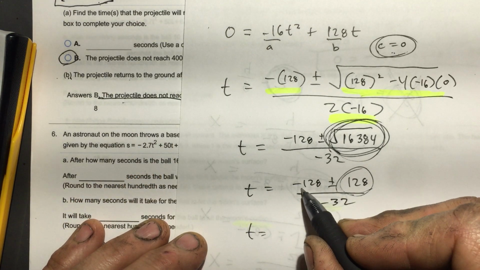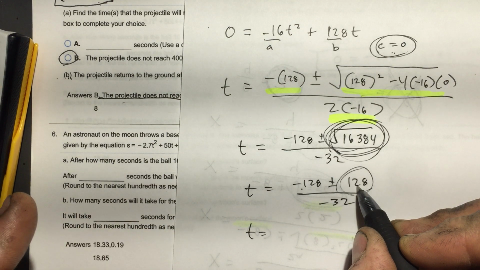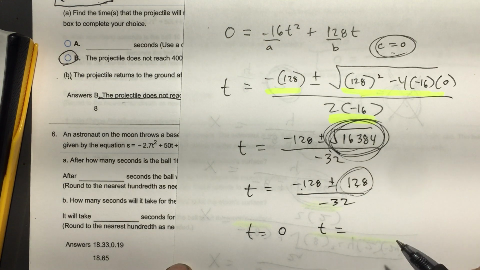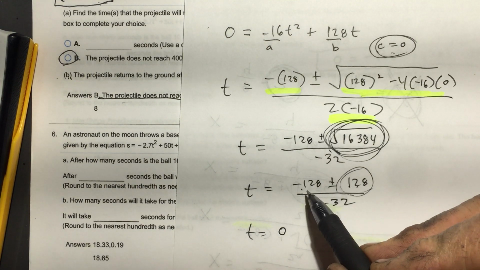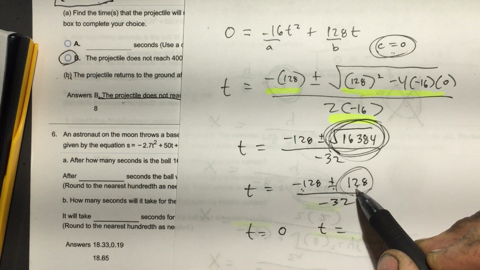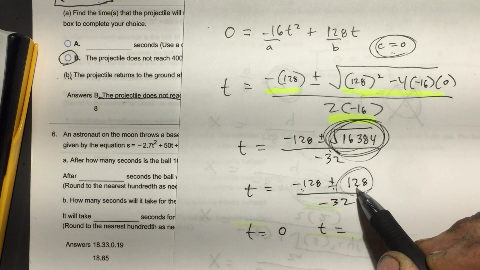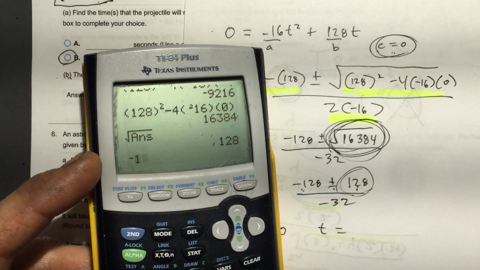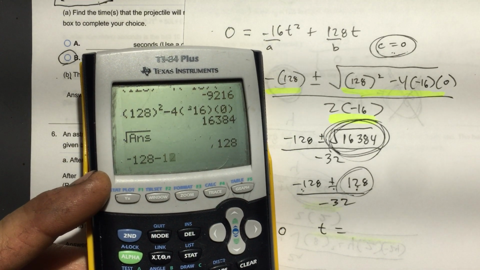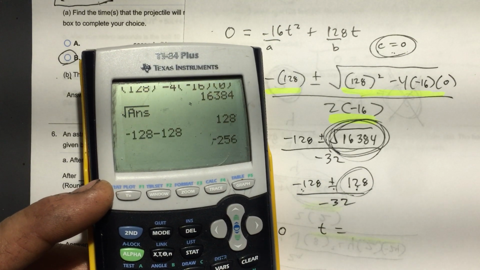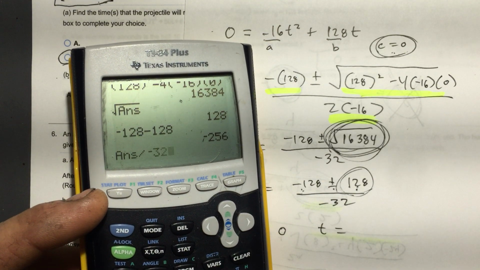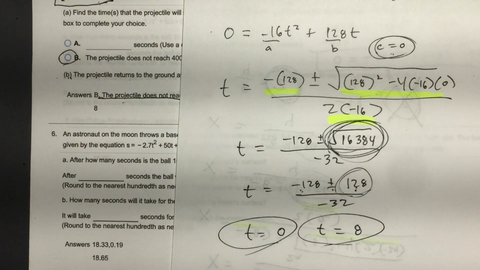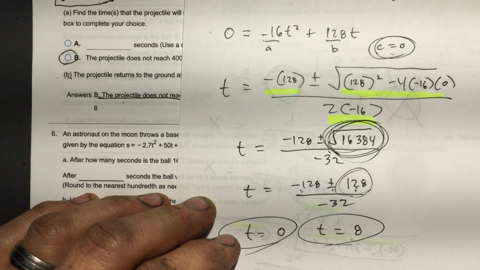So first answer, negative 128 plus 128 is 0. And 0 divided by negative 32 would be 0. So t would be 0. And then the other answer, negative 128 minus 128 is negative 256. And then divide that by negative 32. And that's 8. So there's my two answers right there. T equals 0 and t equals 8.